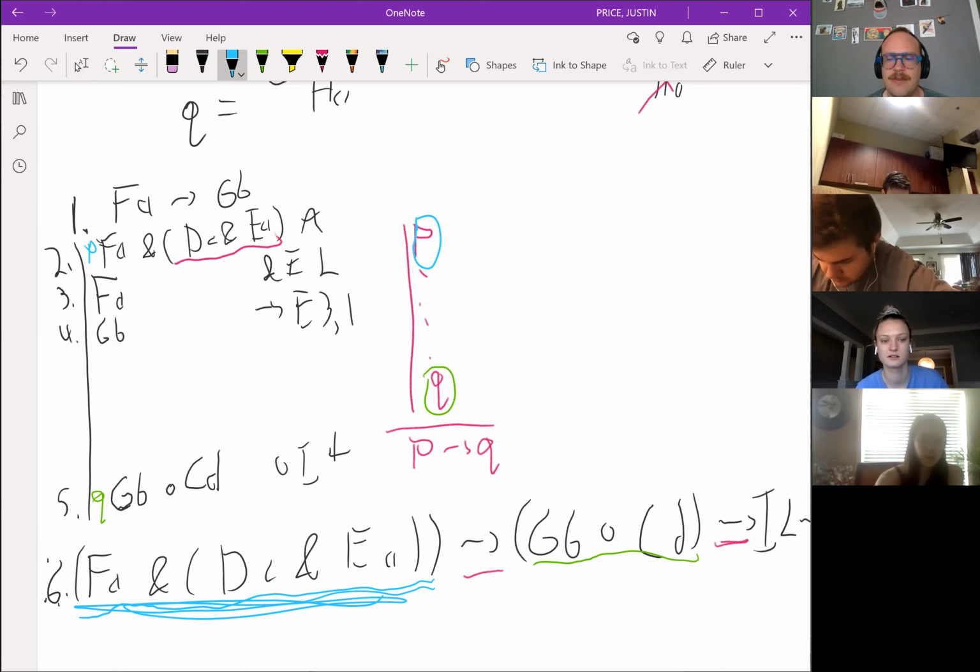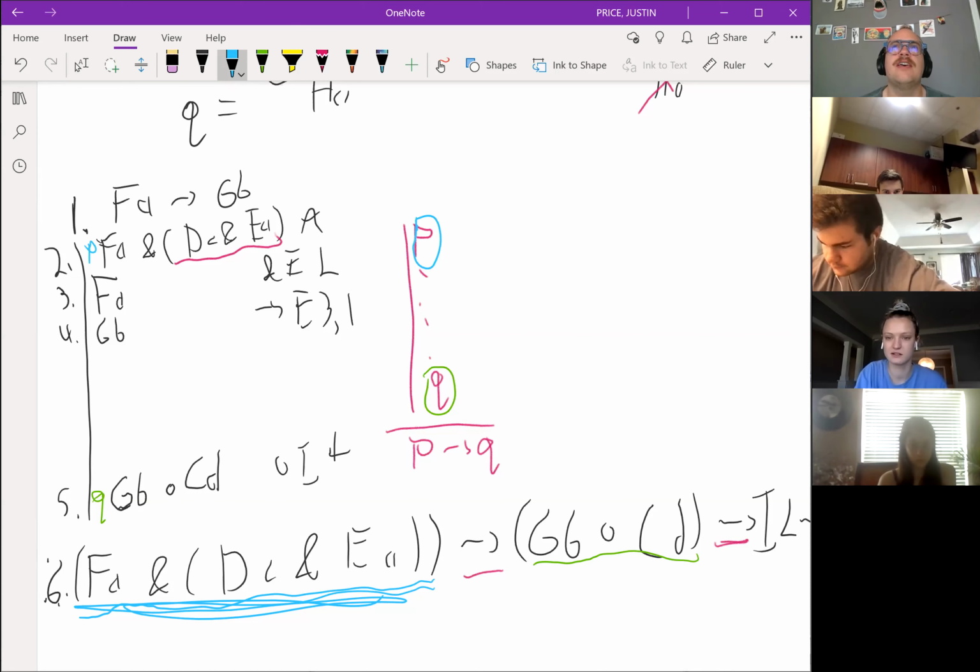Okay. Does that help, Vivian? Yeah. Would there be another way to do it? My first thought would be to assume FA and GB as lines 2 and 3. Okay. But I guess it's just something I'm going to have to get used to, to assume that much in the beginning.